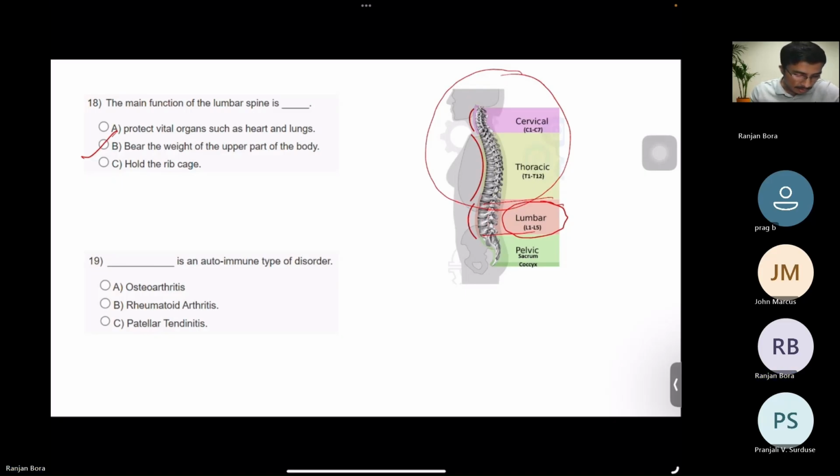And it is an autoimmune type of disorder. Yeah, rheumatoid arthritis is an autoimmune type of disorder.